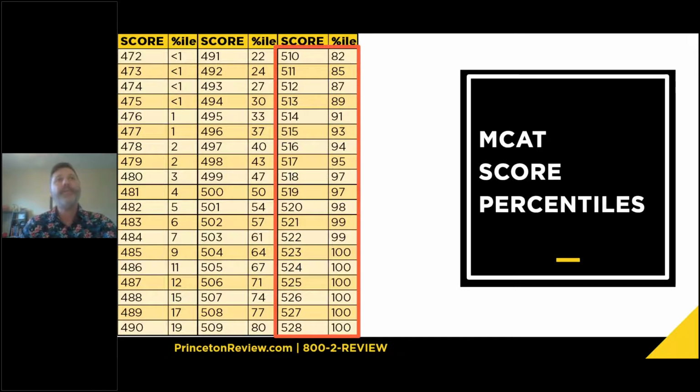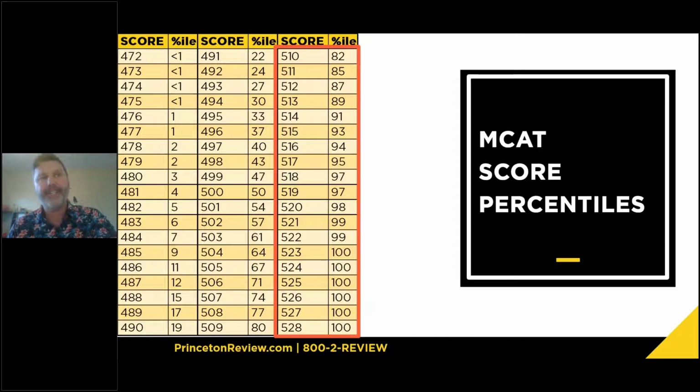Now, as you go up, each point is so crucial. As you go up from a 510, where you're in the 82nd percentile, so you're top 18%, you get one more point, now you're in the top 15%. Get two more points, you're in the top 11%. Get a few more points than that, look at 515, where we have a 515 guarantee course. That's 93rd percentile. That means you're in the top 7% of all test takers. And as you can see, as you're going up, it gets more and more important.